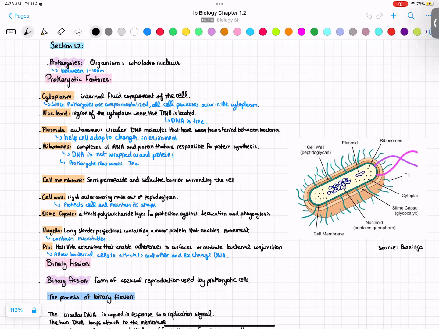Ribosomes are complexes of RNA and protein that are responsible for protein synthesis. And the DNA is not wrapped around proteins. Now you have to remember this very, very well: prokaryotic ribosomes are 70S. This is very important because we're going to be comparing prokaryotes to eukaryotes, which have 80S ribosomes.